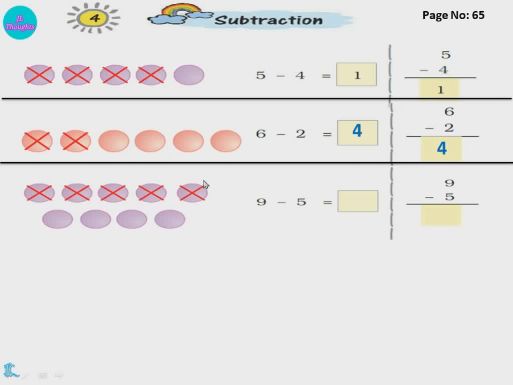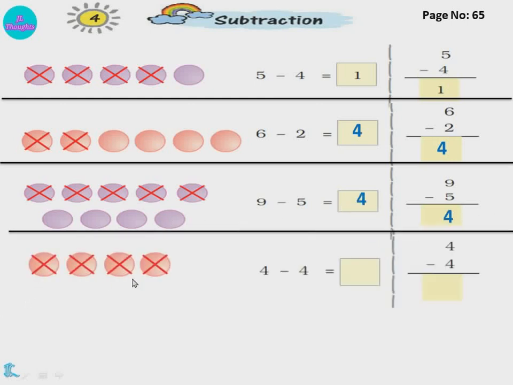Next, 9 balls are there. From the 9 balls you have removed, subtract 5. 1, 2, 3, 4, 5 you have subtracted. So how many left? 1, 2, 3, 4. So in the box you will write 4.